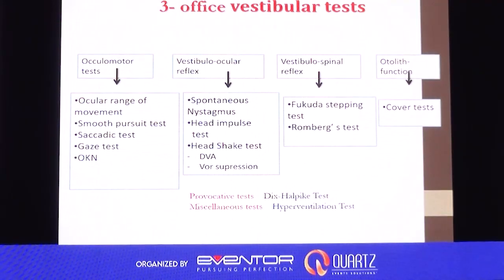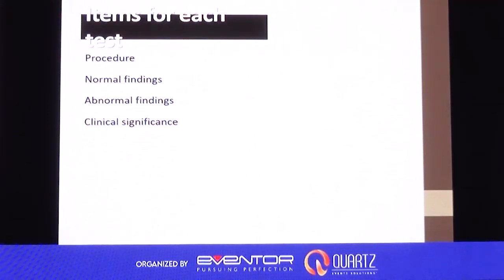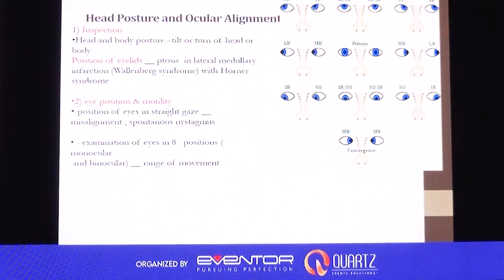To start the office vestibular test, we can classify it into groups, starting with the oculomotor test battery, the vestibulo-ocular reflex test battery, the vestibulo-spinal reflex test battery, and the otolith function, in addition to some provocative tests like the Dix-Hallpike maneuver and miscellaneous tests like the hyperventilation test. For each item, I need to know how to do the maneuver, what the normal finding is, what the abnormal finding is, and what the clinical significance of the test is.